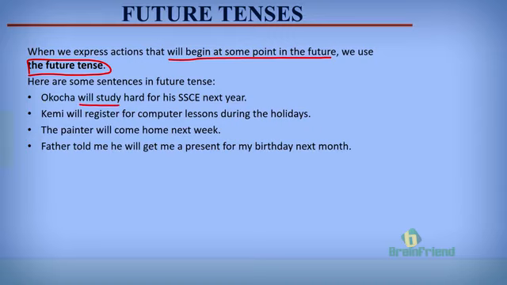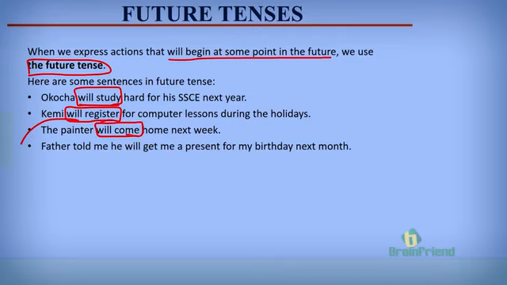Okocha will study hard for his SSCE next year. Okocha will study hard. This action will happen at some point in the future. Kemi will register for computer lessons during the holidays. Kemi will register. So this also means it's a future action. The painter will come home next week. Will come also indicates a future action. He hasn't come yet, but he will come next week.